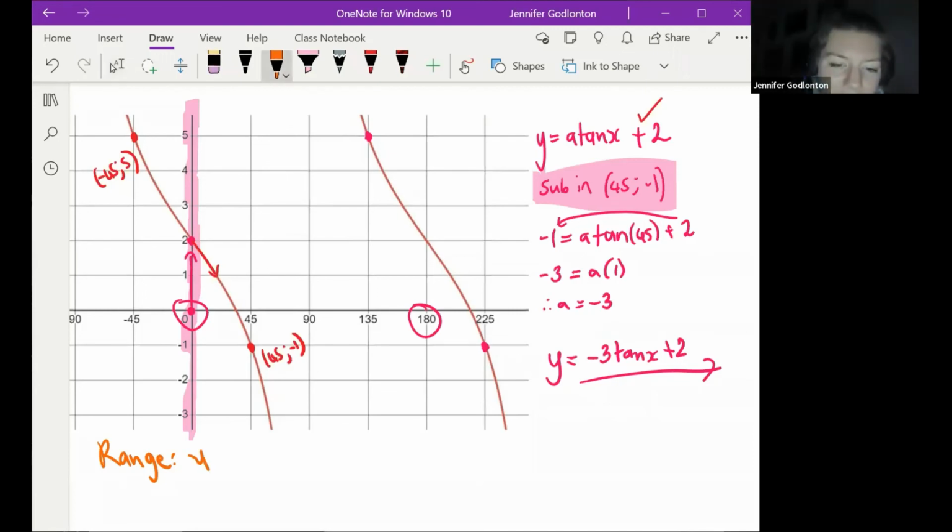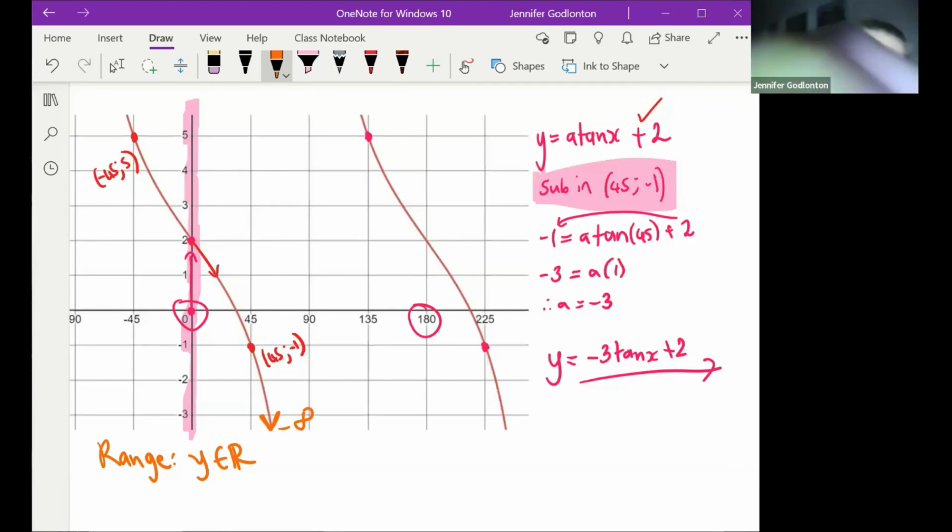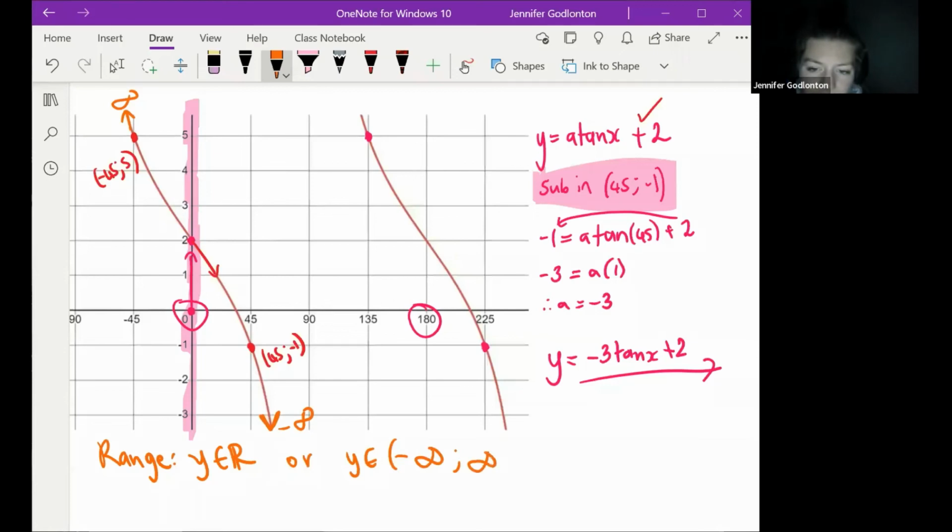Okay, so our range is y is an element of any real number, and that's because this is going to go all the way down to -infinity, and this is going to go all the way up to +infinity. So you could write it as y is an element of the reals, or you could write it as y is an element of -infinity to +infinity. Make sure that those brackets are curved because you're using infinity.